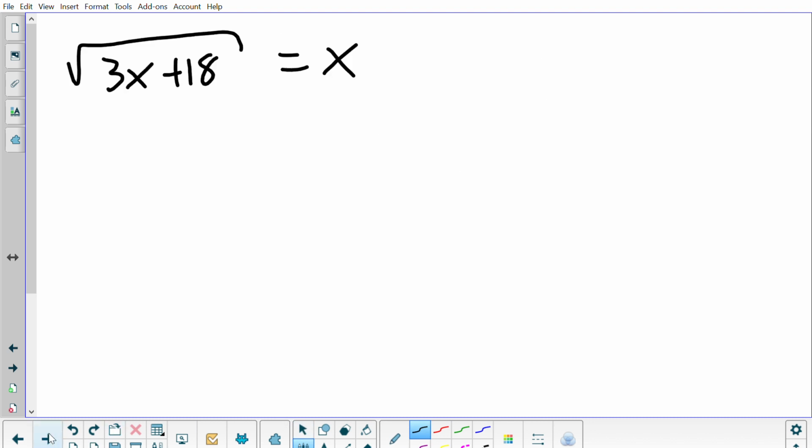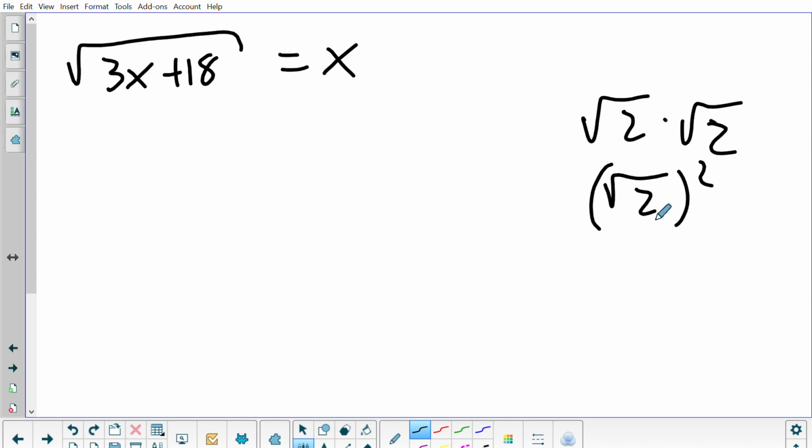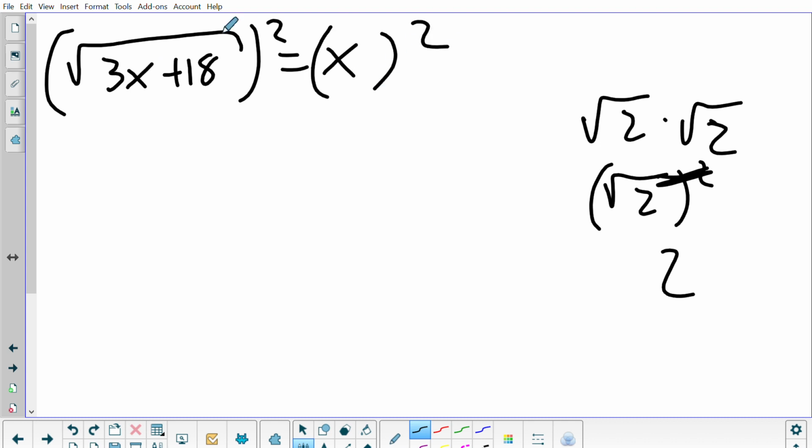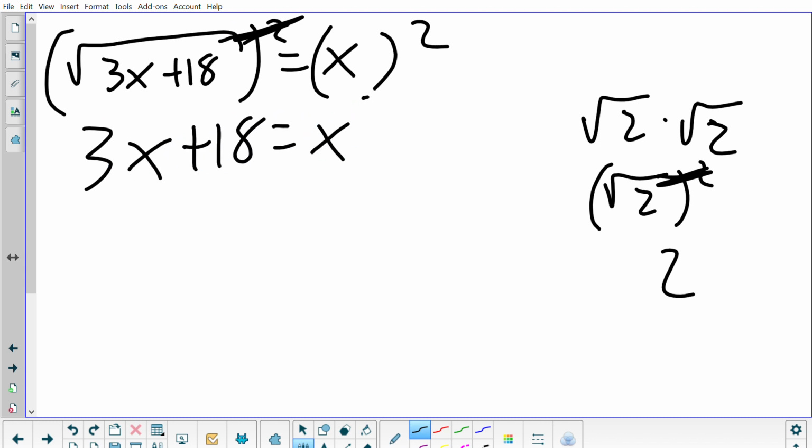Okay, if I have two radicals together and I multiply them against themselves, this is a square root, but this is also radical squared. And these cancel each other out, and I would just be left with 2. So I'm going to square both sides, but what I do to one side, I have to do to the other. This radical and this square cancel each other out. I'm left with 3x plus 18 is equal to x squared.